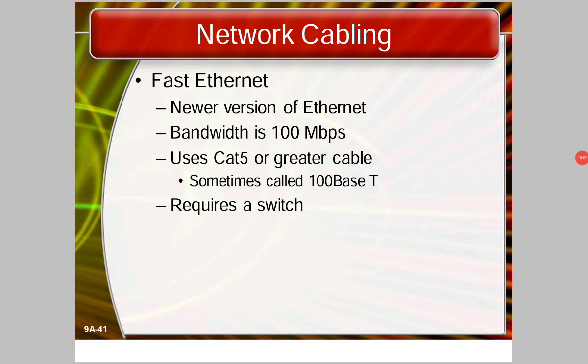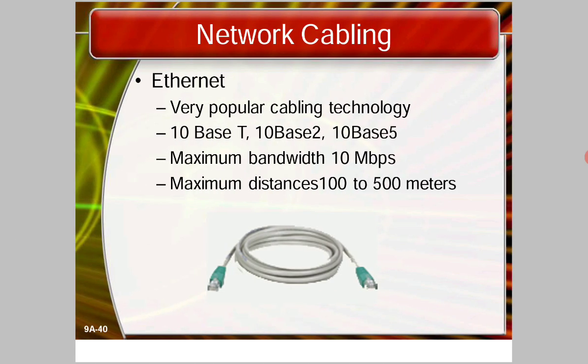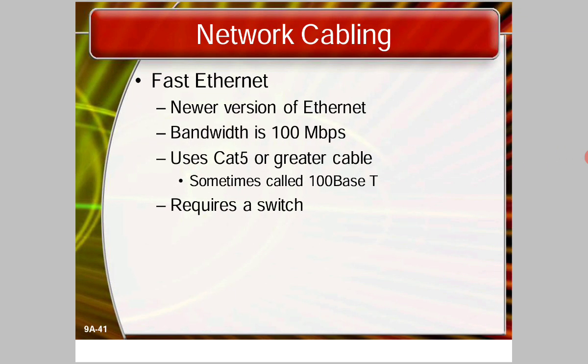Next one is fast Ethernet. It is a newer version of Ethernet, and the bandwidth is 100 Mbps. They support up to 100 Mbps. It uses Cat5. Cat5 means category 5 or greater cable, sometimes called 100 base T. It requires a switch. In ordinary Ethernet we may use some hubs, whereas fast Ethernet generally supports up to 100 Mbps.